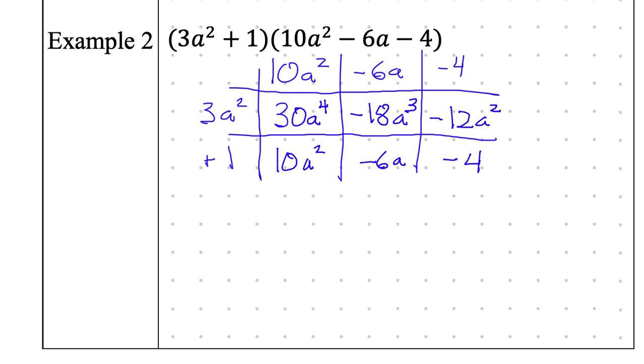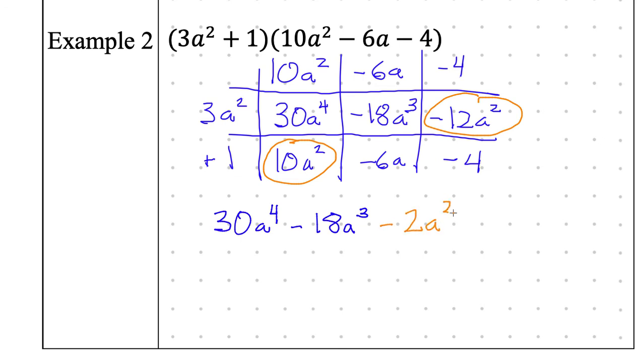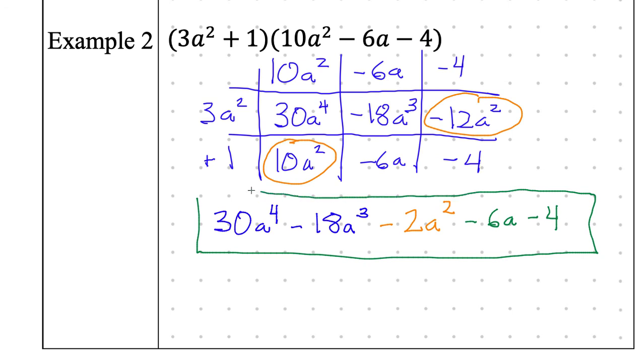And then the hard part is combining like terms. So I have 30a to the power of 4. Next I have these two. Oh, that one actually doesn't have anything either. So I have next negative 18a to the power of 3. There's my like terms, finally. I have these guys, which makes a negative 2a to the power of 2. And then finishing it off with negative 6a minus 4. And there is my final gigantic answer.